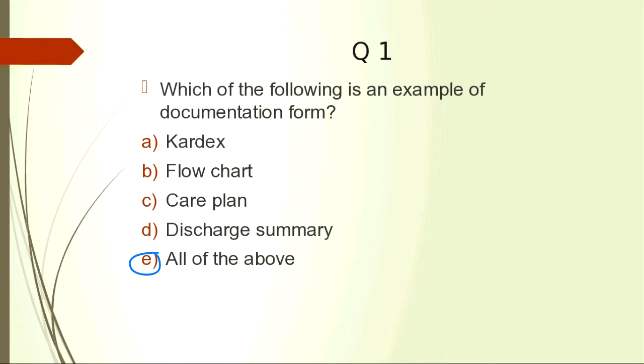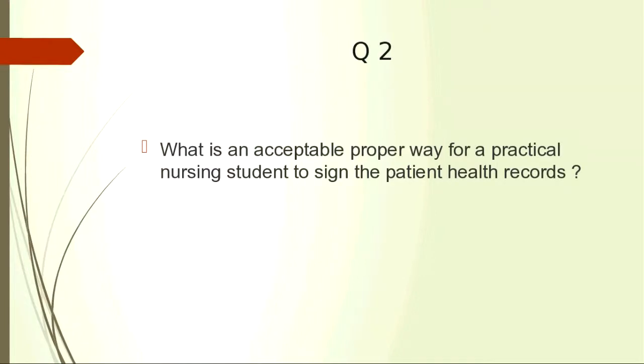Okay, what is an acceptable proper way for a practical nursing student to sign the patient's health records? So you saw that it has to be first and last name, and then SPN, which is student practical nurse, and GBC. So that's a proper way of documenting.